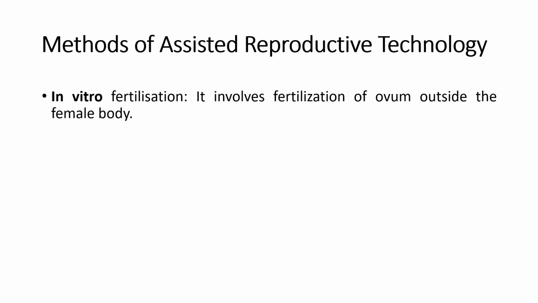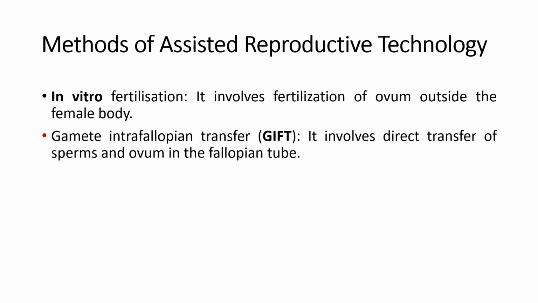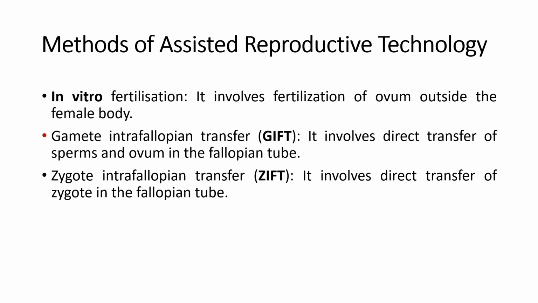There are some methods of assisted reproductive technology. For example, in vitro fertilization involves fertilization of the ovum outside the female body. Then gamete intrafallopian transfer involves direct transfer of sperm and ova into the fallopian tube. In zygote intrafallopian transfer, the zygote is directly transferred into the fallopian tube. And in intracytoplasmic sperm injection, the sperm is directly injected into the cytoplasm.